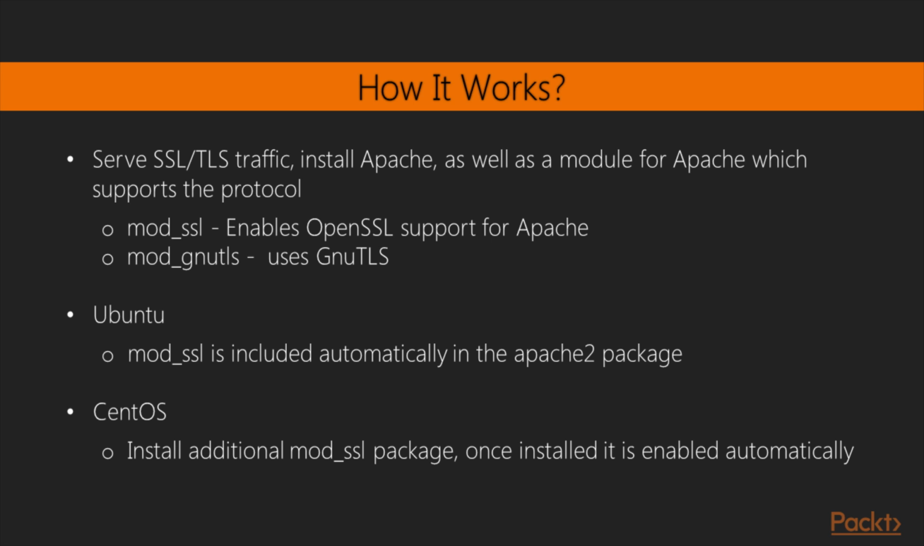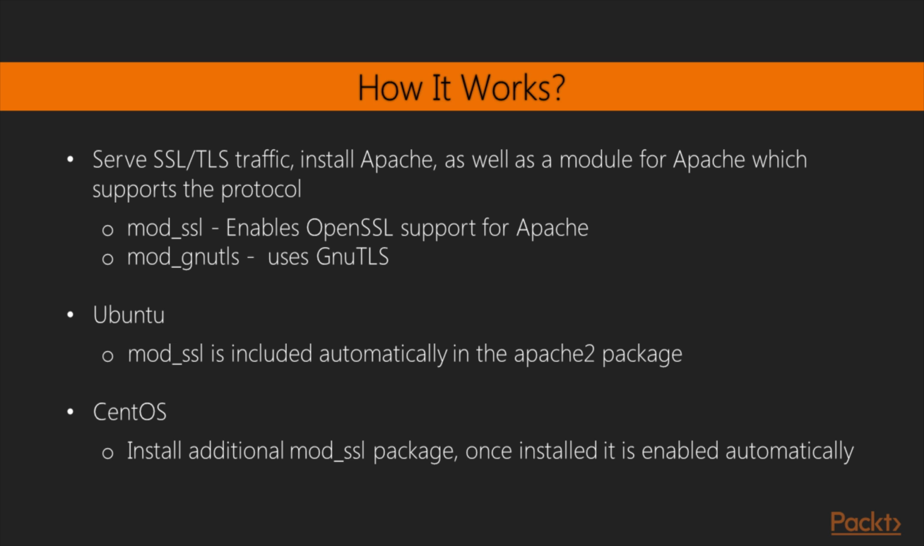Let's see how it works. In order to serve SSL or TLS traffic, you need to have Apache installed, as well as a module for Apache which supports the protocol. In this case, we're using mod_ssl, which enables OpenSSL support for Apache. Another option would be to use mod_gnutls, which uses GnuTLS. In the Ubuntu case, mod_ssl is included automatically in the apache2 package.